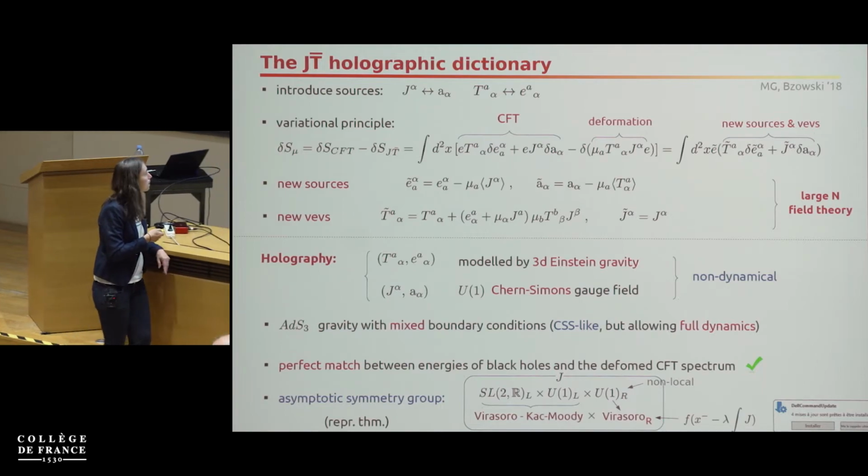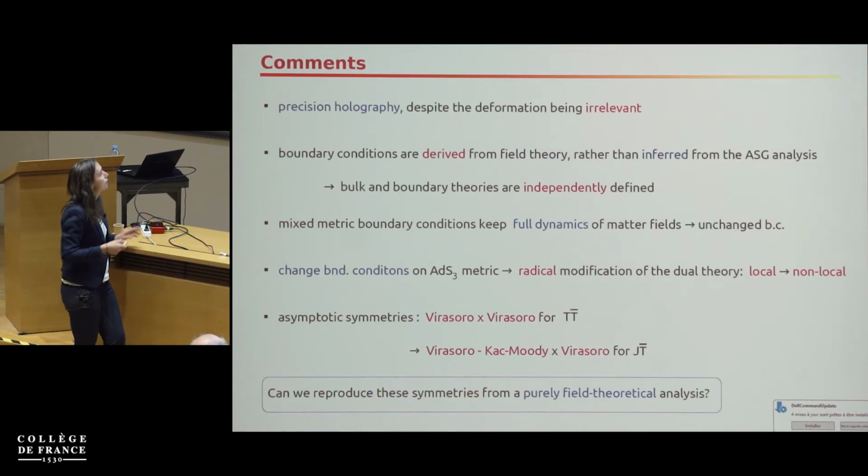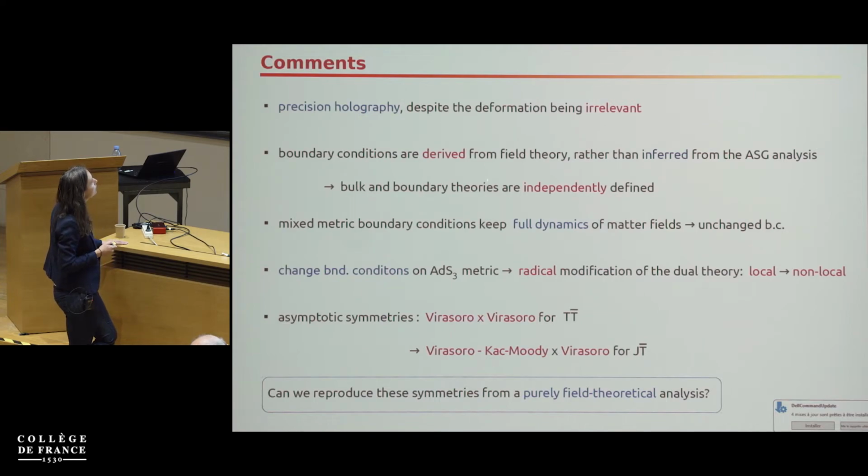So this is nice. We can do precision holography despite this deformation being irrelevant. As I tried to emphasize, this is a case in which the boundary conditions for the gravitational theory are derived from the field theory rather than inferred from the holographic analysis. We know that these are the correct boundary conditions, and this has to do with the fact that the bulk and the boundary theory have independent definitions. We managed to keep full dynamics of the matter fields. That's also related, and it's nice.